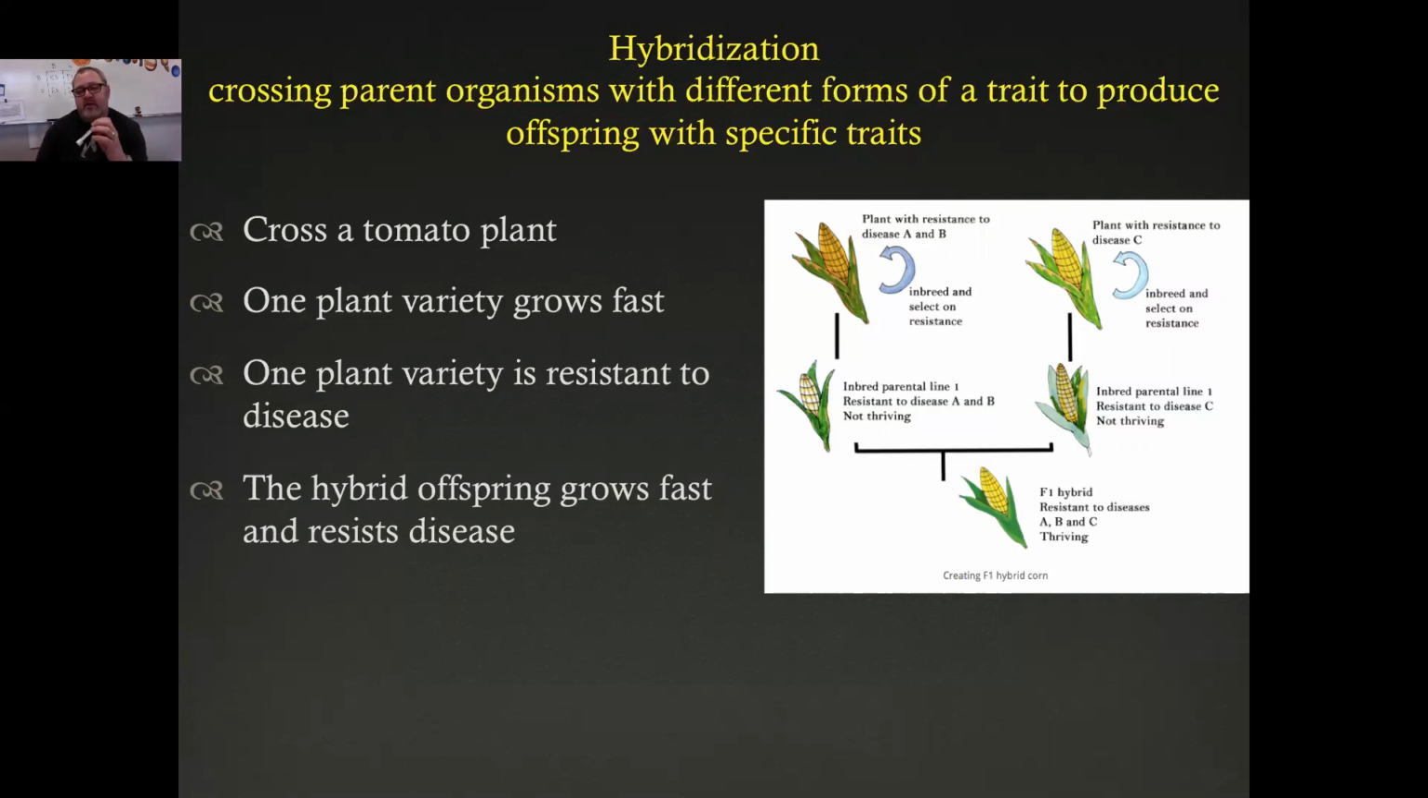Okay, the infographic that we're looking at on the right here is showing a plant that is resistant to disease A and B. And so what's happening is we're breeding this plant over here that is resistant to disease C, and the offspring in the F1 generation, that hybrid, is now resistant to A, B, and C.